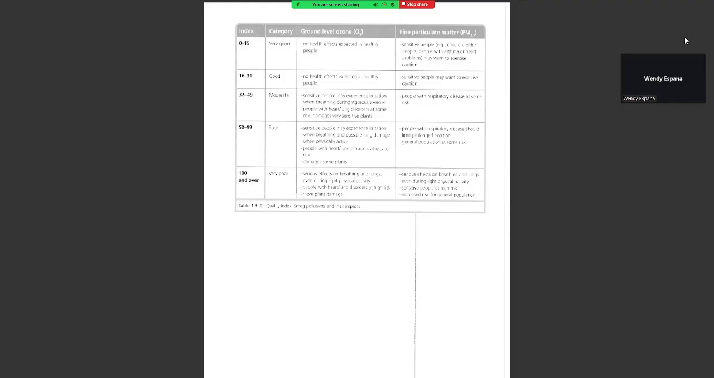If the category is 100 and over, that's very poor. That means that you should not be outdoors, even doing light exercise. You shouldn't be outdoors. It's not healthy at all. Sensitive people or people with no sensitivities should not be going outside and doing any sort of activity, even light activity. Okay, plants damaged, and just in general, it's not good.